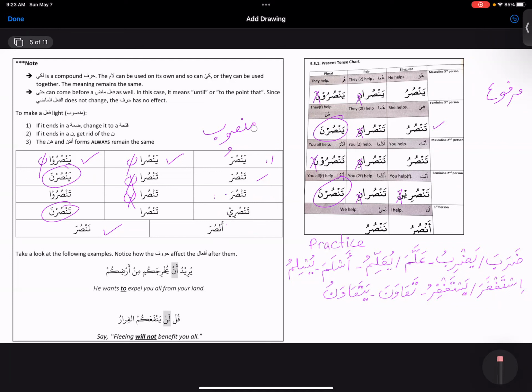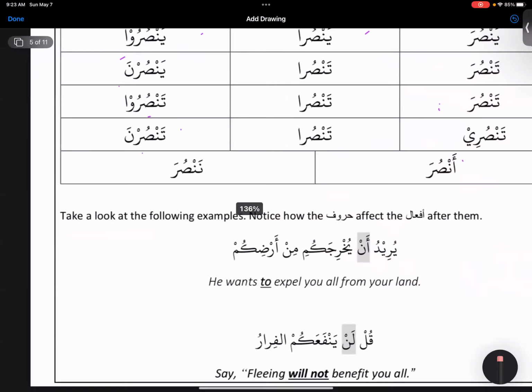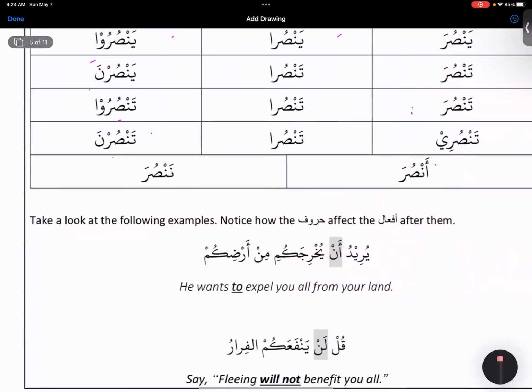So now let's do some practice. The example over here is yuridu. So arada yuridu, right? What Bab is it, if I say arada yuridu?